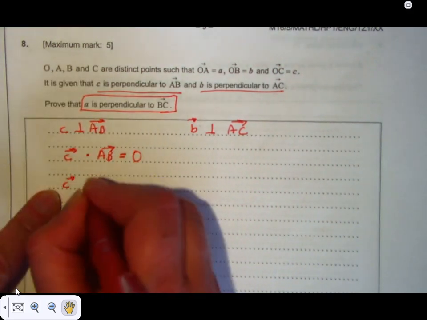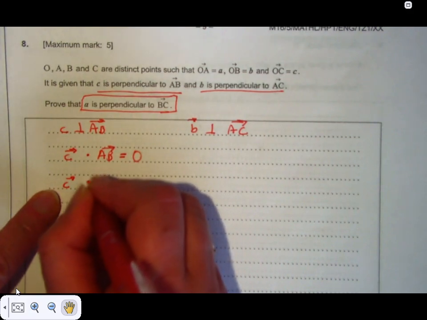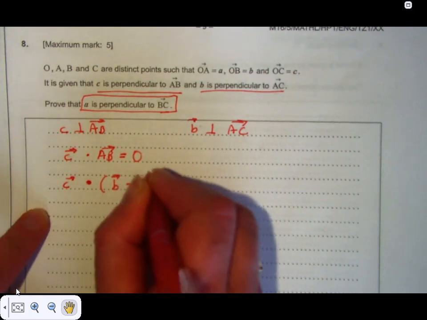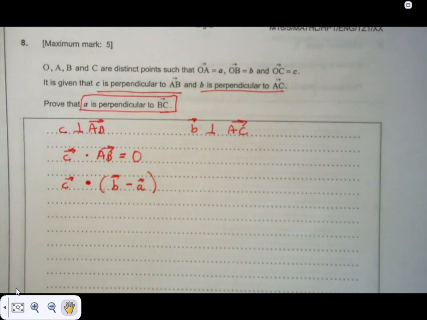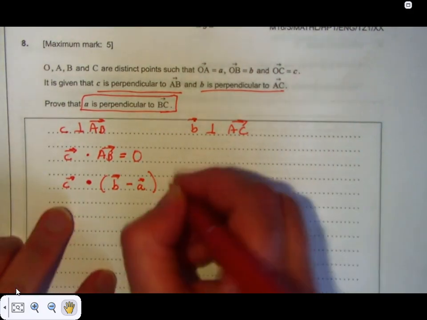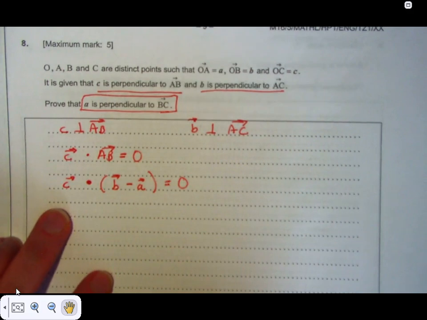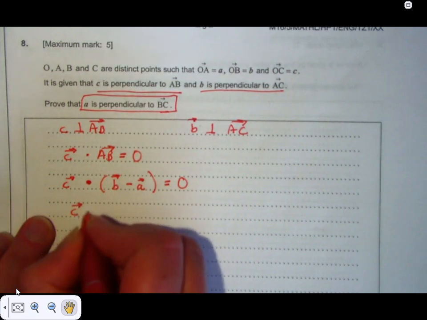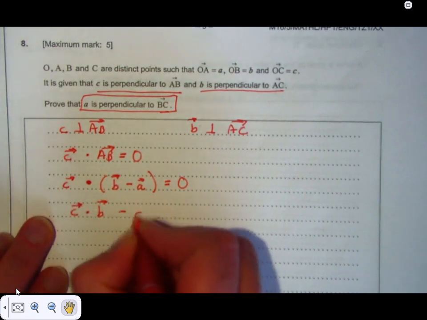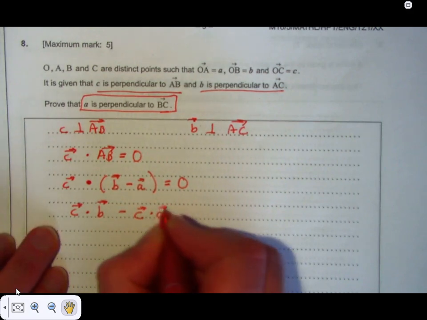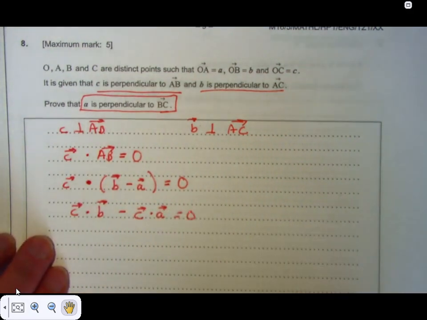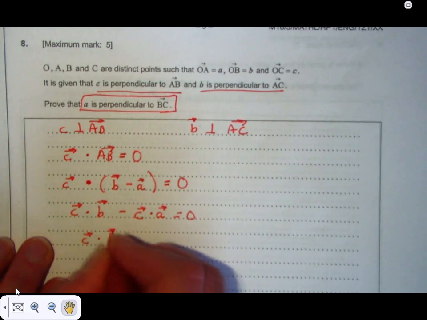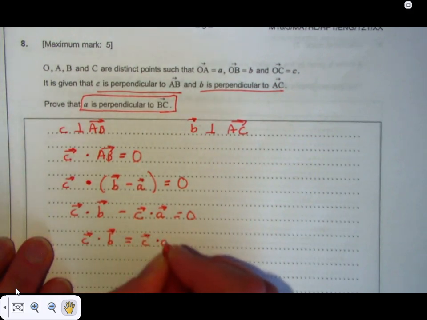You can write vector AB, sorry, this is a dot, as vector B minus vector A, because that's like doing the end minus the start. And then you can distribute your dot product. So you would have C dot B minus C dot A equals 0. And then I'm just going to add that over to the other side. So I'd have C dot B equals C dot A.